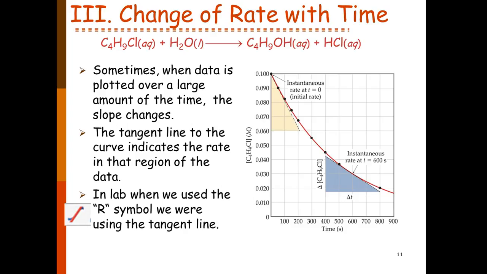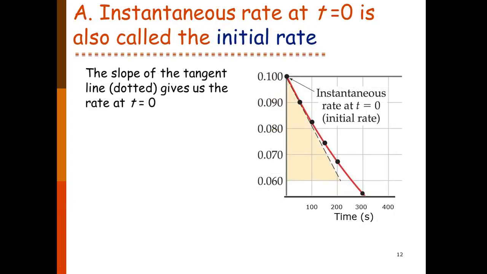So in order for us to calculate the rate, we're going to generate what we call a tangent line to the curve. We've already done this in lab, and in Logger Pro, we use this R symbol to draw the tangent line. If we blow up the data in the upper left-hand corner and look at the instantaneous rate at time equals 0, we're going to be drawing a tangent line to create a triangle. And then we're going to be estimating the change in y over the change in x.